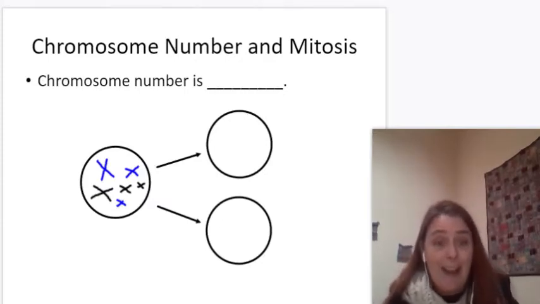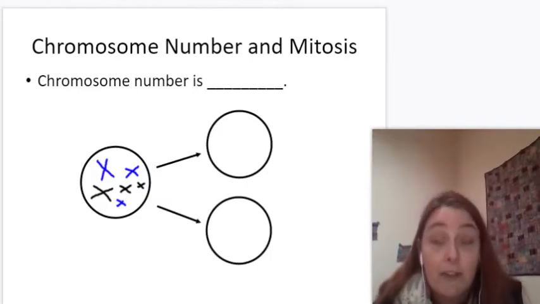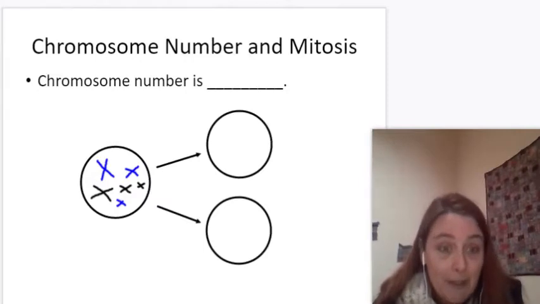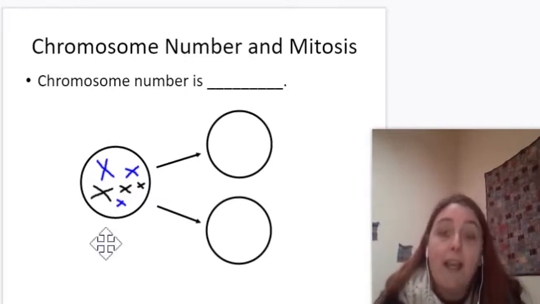Today, we're going to talk about how chromosome number relates to mitosis and meiosis and sexual reproduction. So let's start with mitosis. We know all about mitosis, right?